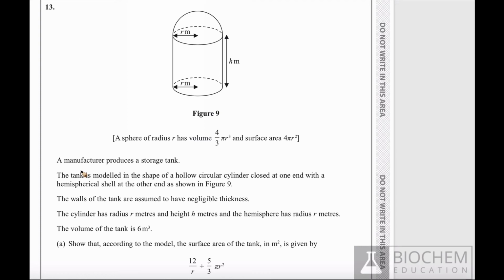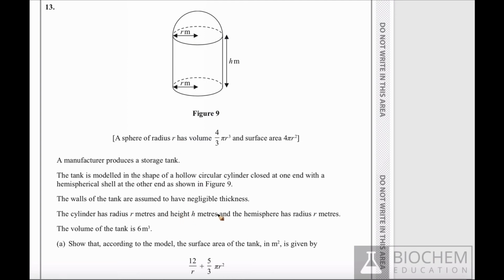Question 13. A manufacturer produces a storage tank. The tank is modeled in the shape of a hollow circular cylinder. This is a hollow circular cylinder over here, at one end with a hemispherical shell, and this is the hemispherical shell at the other end. As shown in figure 9, the walls of the tank are assumed to have negligible thickness. The cylinder has radius r meters, so the cylinder has this radius r meters, and the same is the radius for the hemisphere.